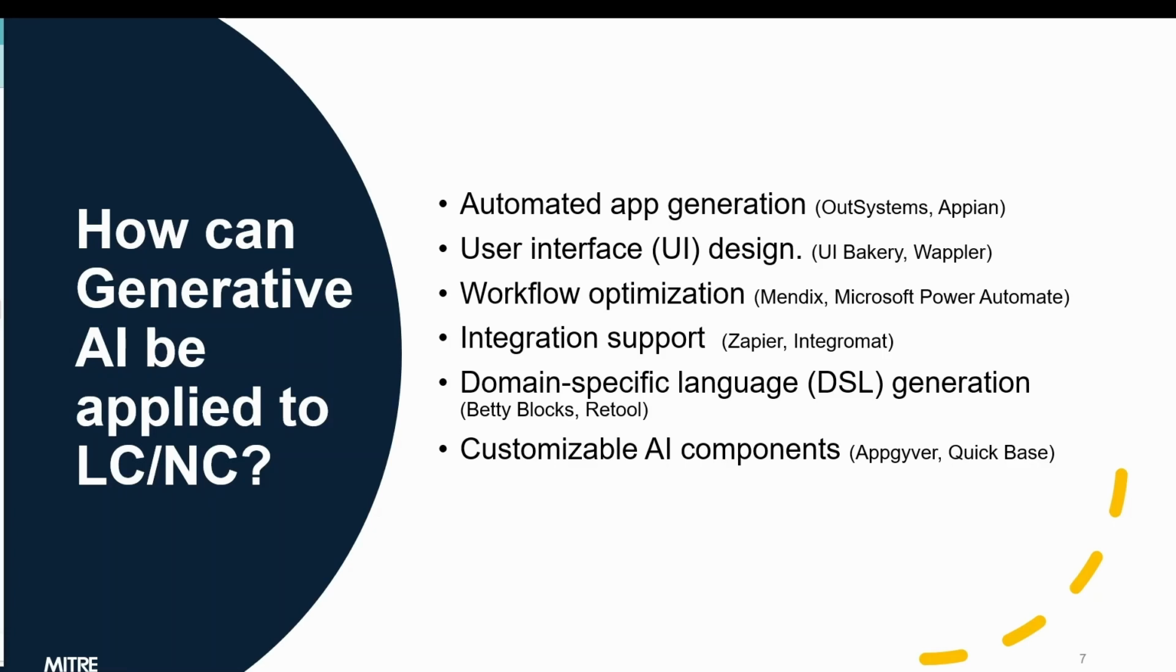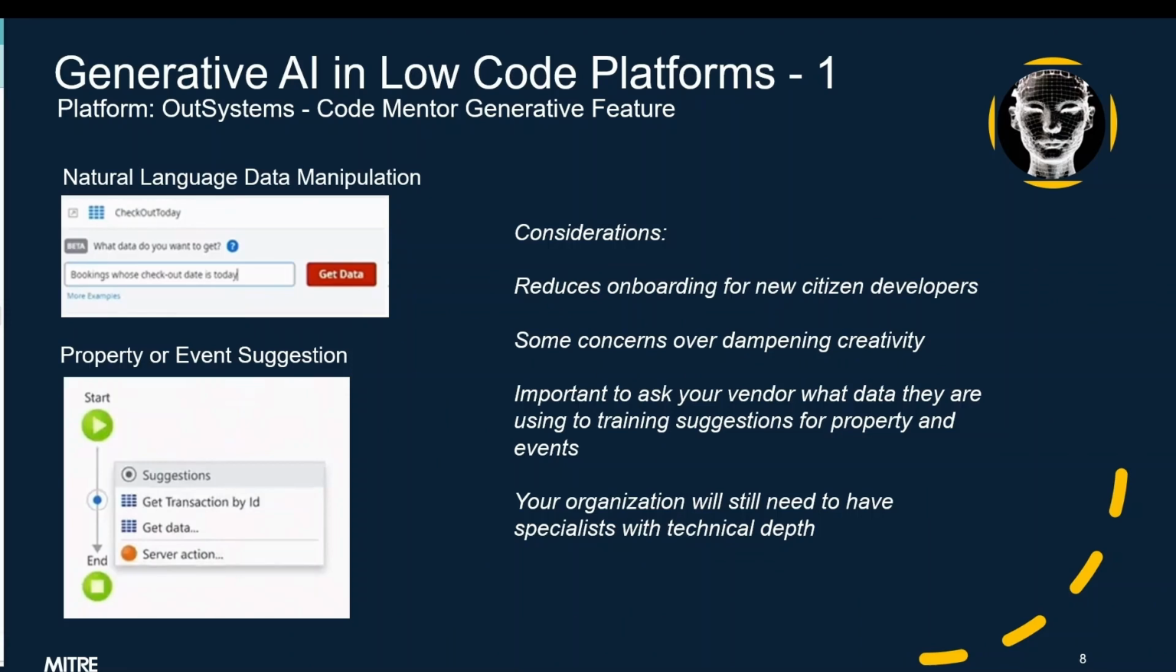I do want to expose you to a couple of samples of generative AI in low-code platforms. We'll start with OutSystems. They have a generative feature called Code Mentor. When you're inside the developer's workbench, you can use natural language to manipulate data. For example, if you were writing a hospitality app, I'd simply need to say, bookings whose checkout date is today. You don't need to know SQL language at all, and you can continue to work with and manipulate the data using natural language.